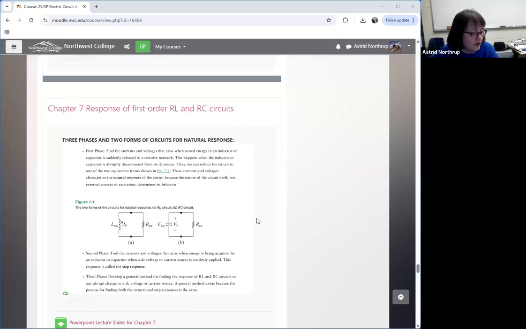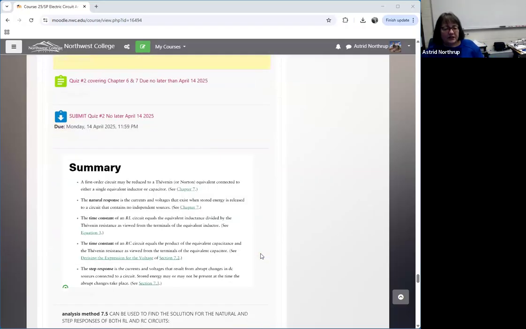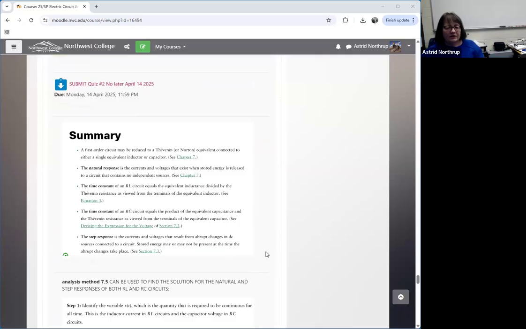They're also called first order because they can be determined by first order differential equations, which later on we're going to move into higher order differential equations. But right now we'll be talking about these kinds of circuits. So first we talk about the natural response, which is the currents and voltages that exist when stored energy is released to a circuit that contains no independent sources. And that we're usually talking about when we disconnect from the source.